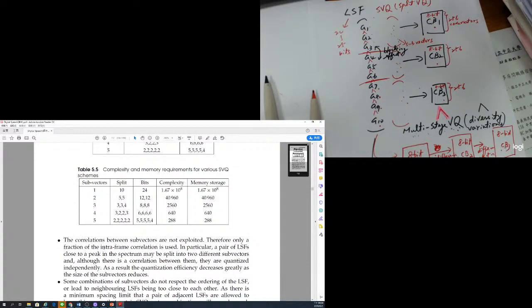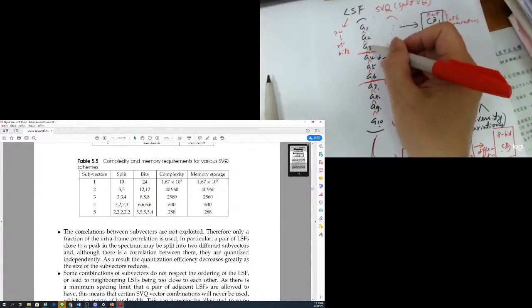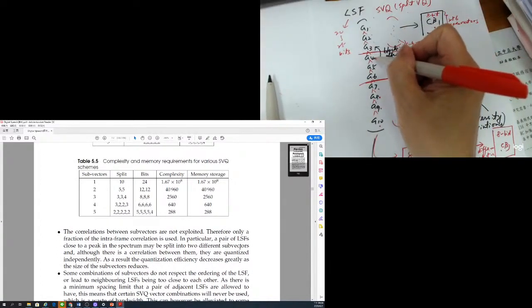Also, only a fraction of the intra-frame correlation is used. A pair of line spectrum frequencies close to a peak may be split into different subvectors. So maybe we can say this A3, A4 relates to the envelope shape peak point.